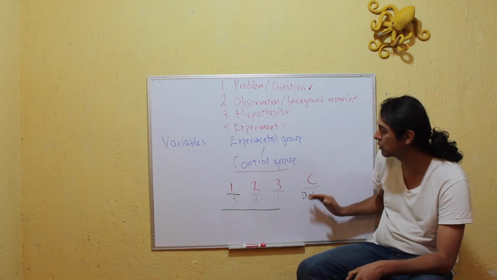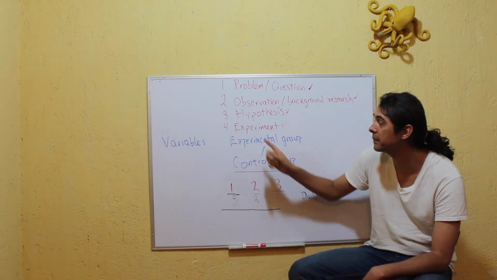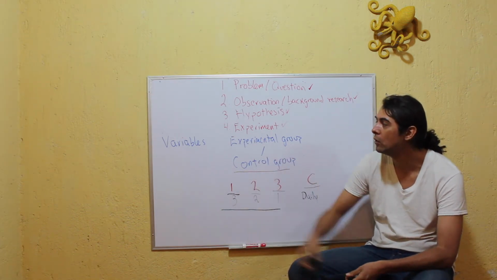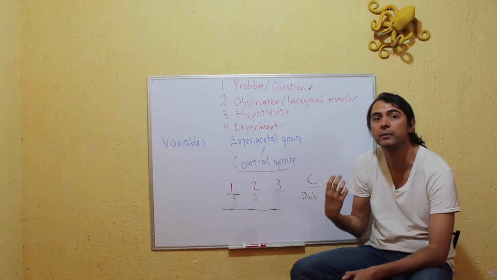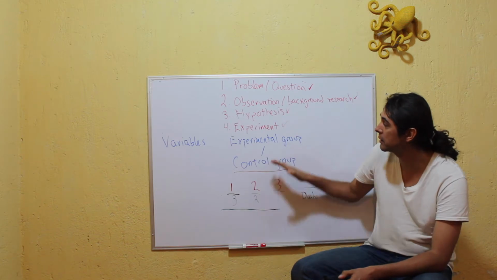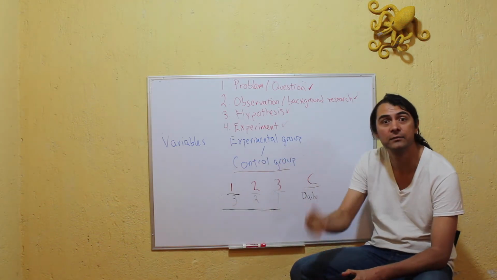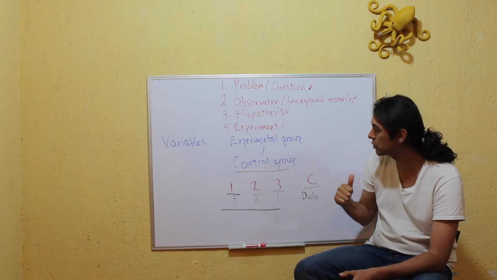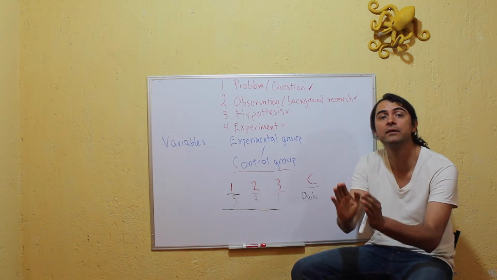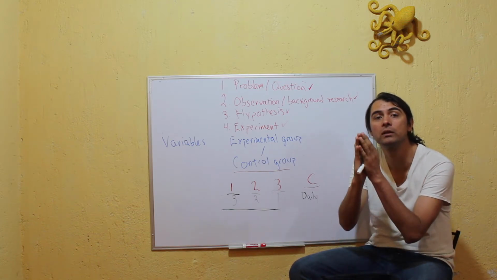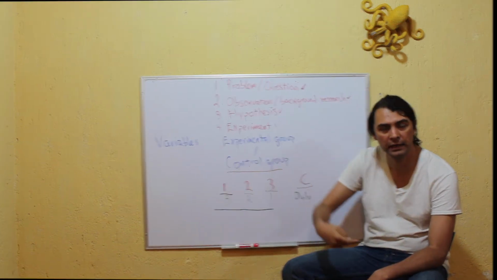It's the same in this case. If I have my control group, I can better appreciate the results on the experimental groups, okay? So, variables, things that affect the experiment. Experimental group, subjects that are going to be experimented on. Control group, standard for comparison that is left in the same conditions during the whole experiment, okay? Good, so let's move on to our next step.